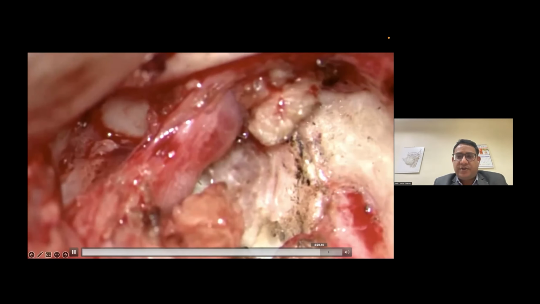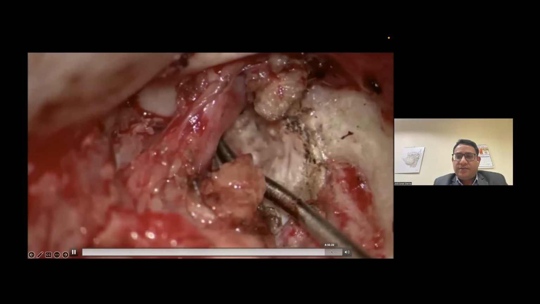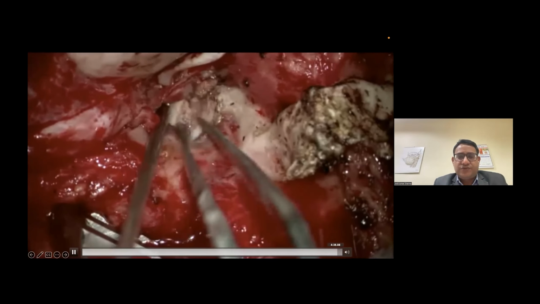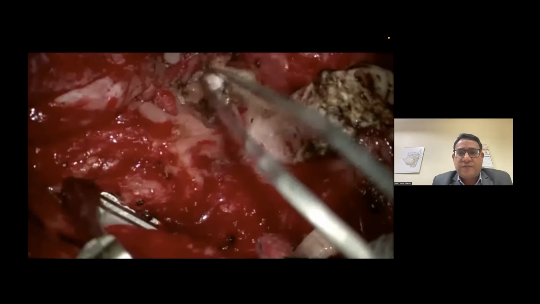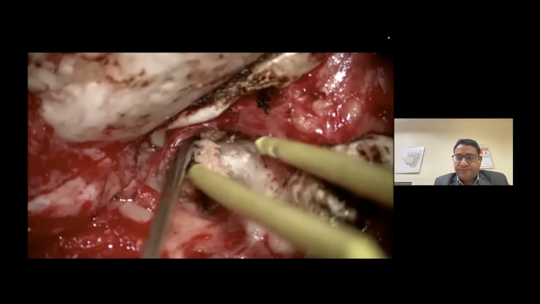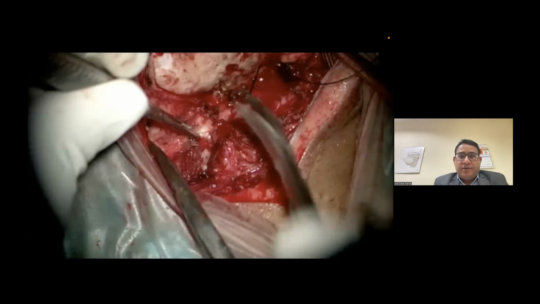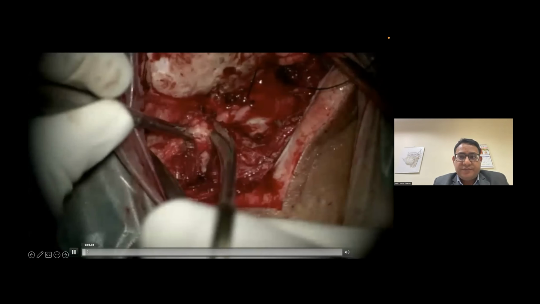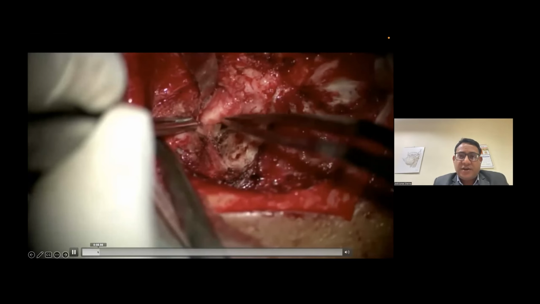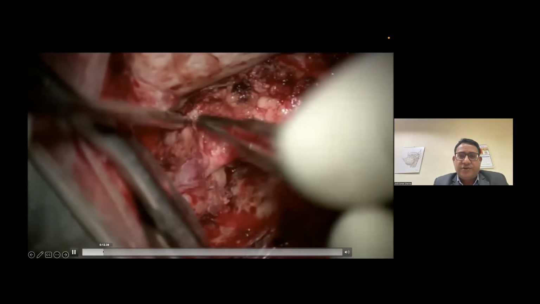Joint has been prepared, and after that C1 lateral mass screws were put. And we use autologous graft from rib or spinous process for fusion. So this is one another interesting case where we are mobilizing the vertebral artery. Here the C2 nerve root comes into view.